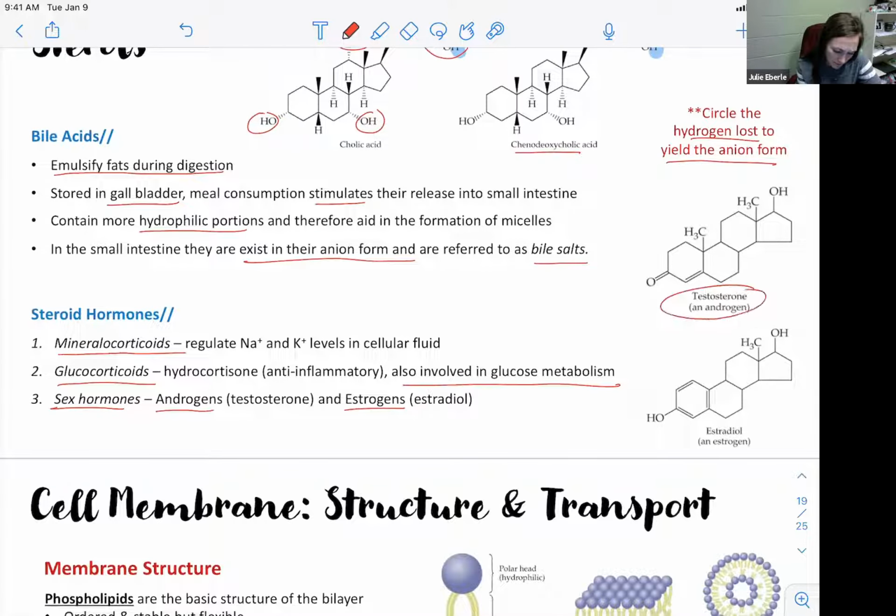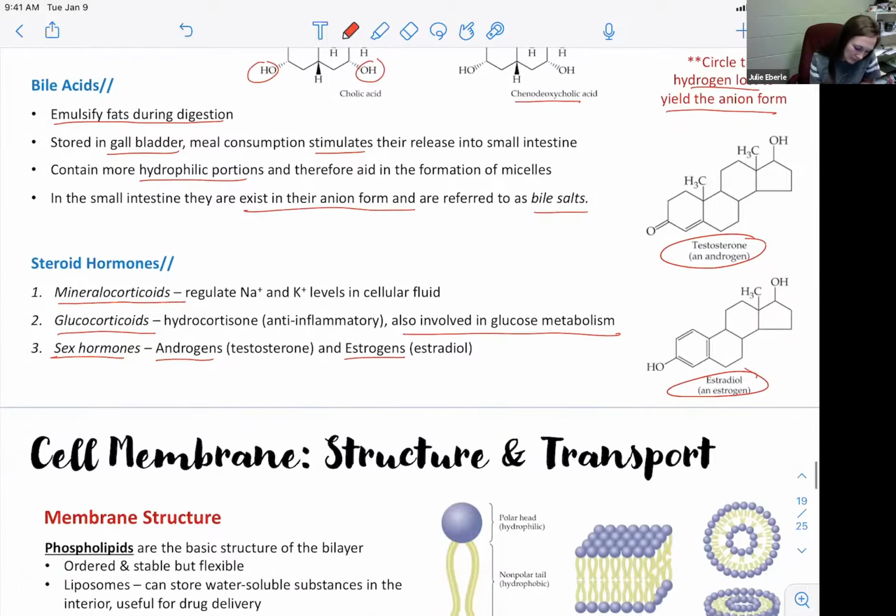So here's a picture of testosterone. You're not going to have to draw these out, okay? But if I gave you a picture of testosterone, or I ask you what they're responsible for, I want you to be able to tell me.